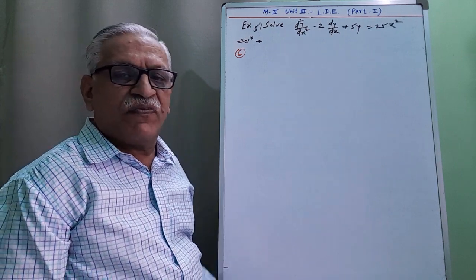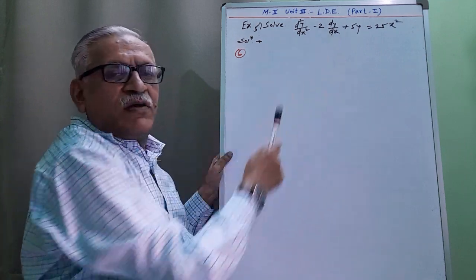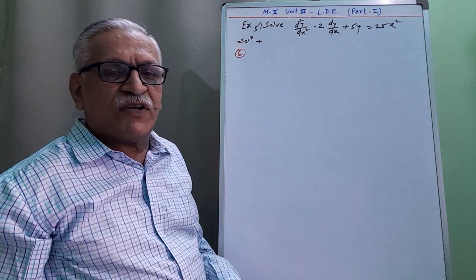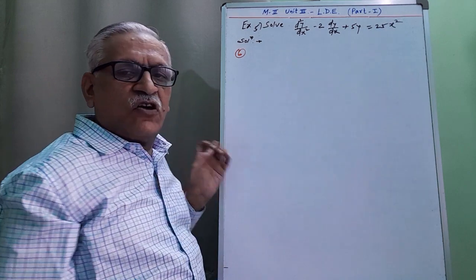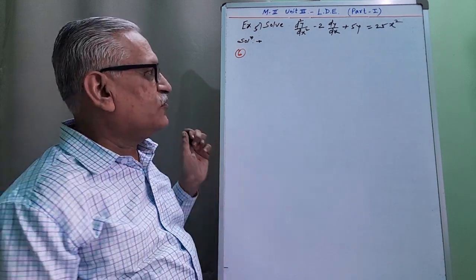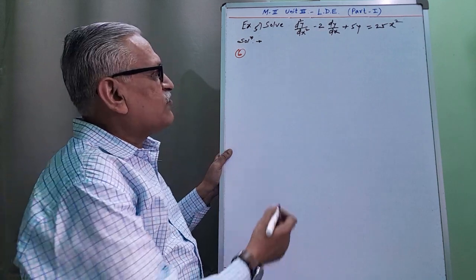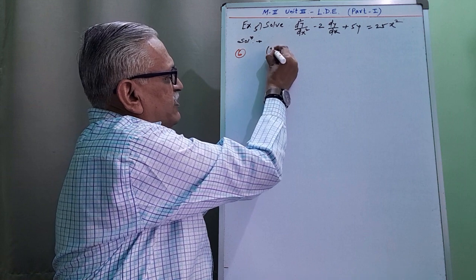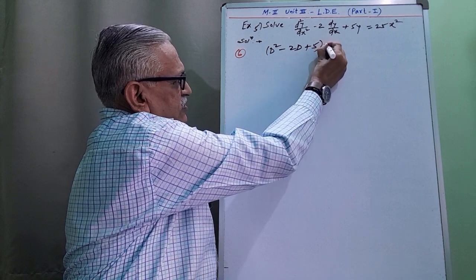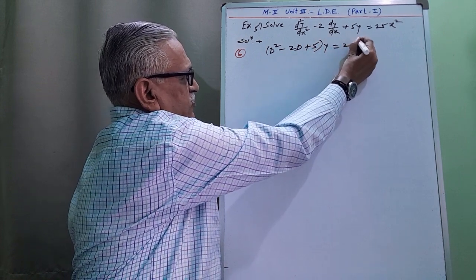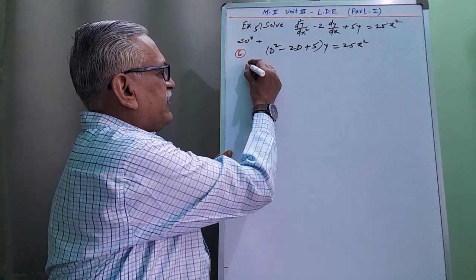Last example number 5. Solve the differential equation d2y by dx square minus 2 times dy by dx plus 5y is equal to 25x square. The term on the right hand side is of the type x raised to m. Therefore, first step, converting it in terms of symbolic form. In symbolic form, it is (D square minus 2D plus 5) into y is equal to 25x square, where that capital D stands for the operator d by dx.